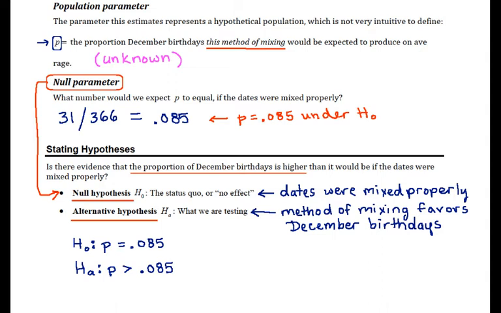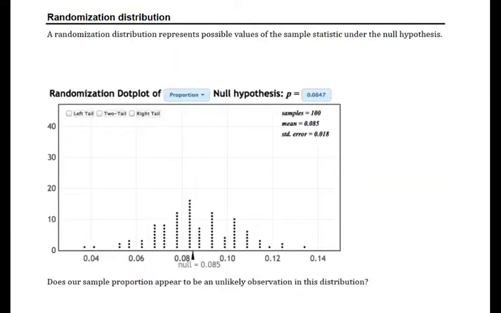To test these hypotheses, we're going to look at a distribution that is called a randomization distribution. A randomization distribution represents possible values of the sample statistic. In this case, we're talking about p hat under the null hypothesis. And when I say under the null hypothesis, what I mean is assuming that the null hypothesis H0 is true.